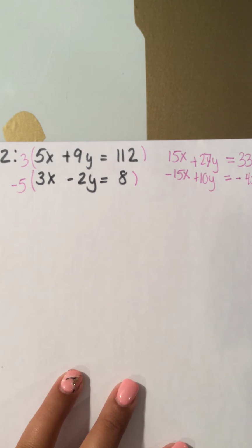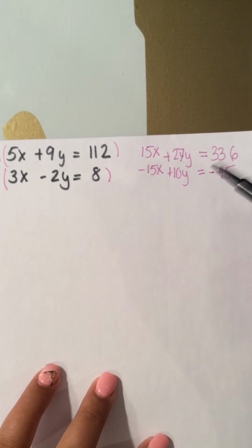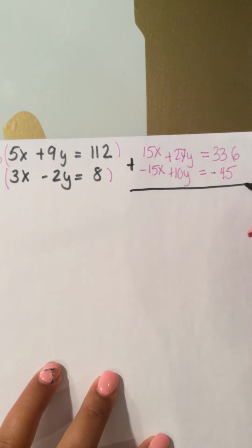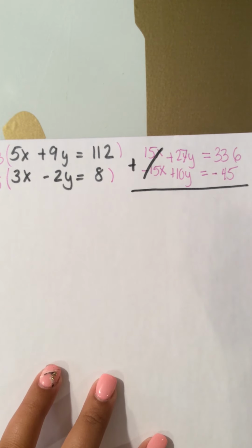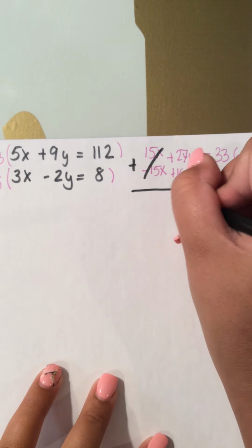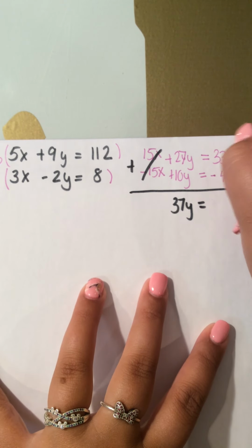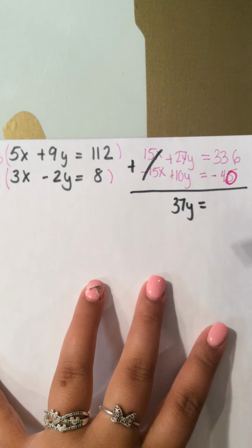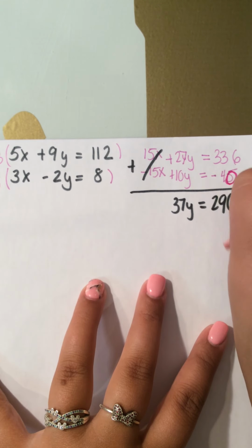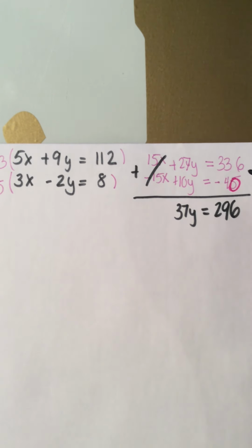Okay, now if I look at this, I can easily add these because these 15s will cancel out. These x's will go bye-bye. So I have 27y plus 10y. Well, that's 37y, which equals 336 plus negative 45. Oh wait, this should actually be 40, sorry. My math is off. Then you should get 296. Okay, positive because the bigger one is positive.